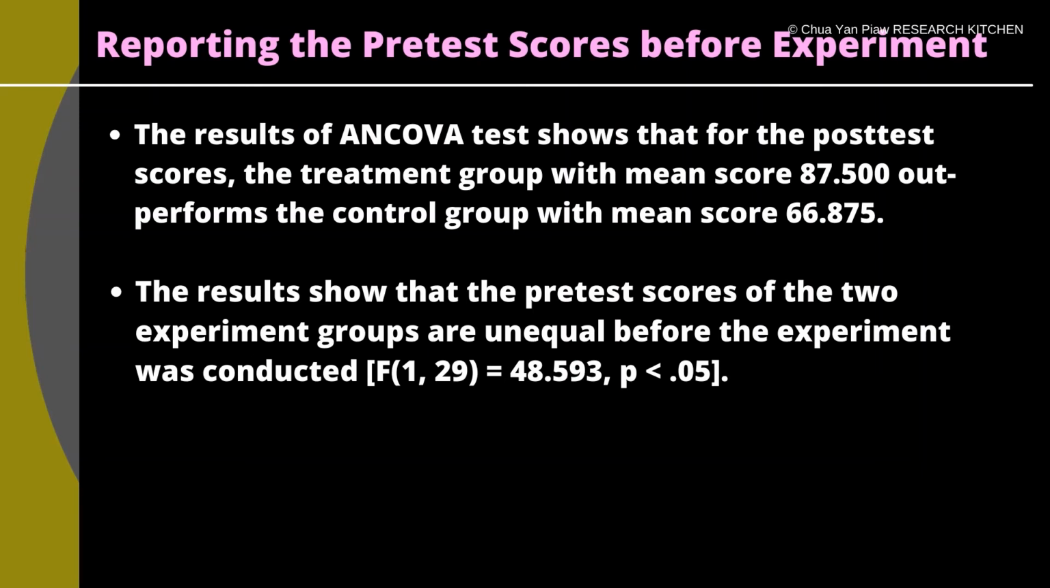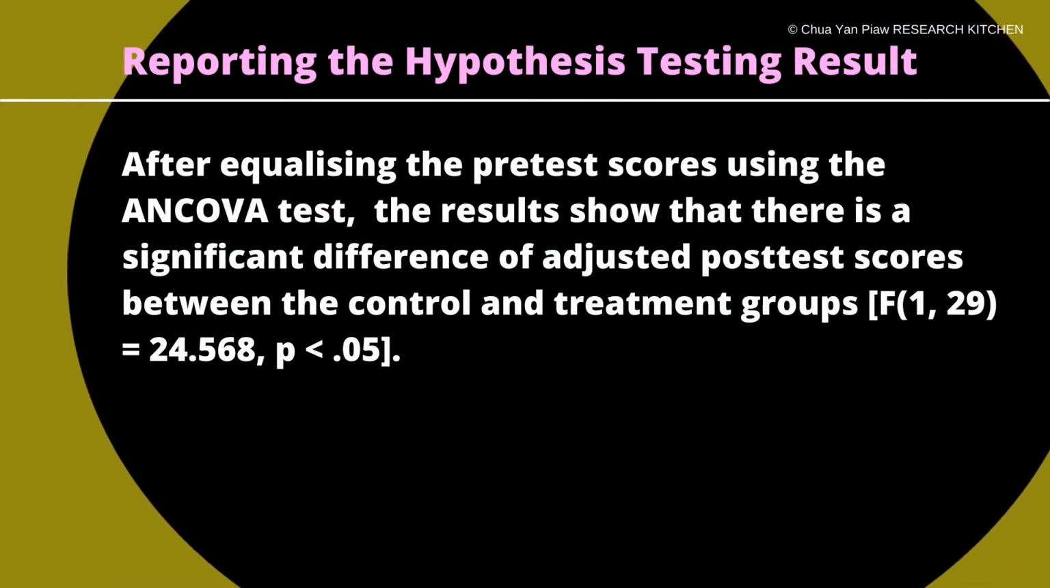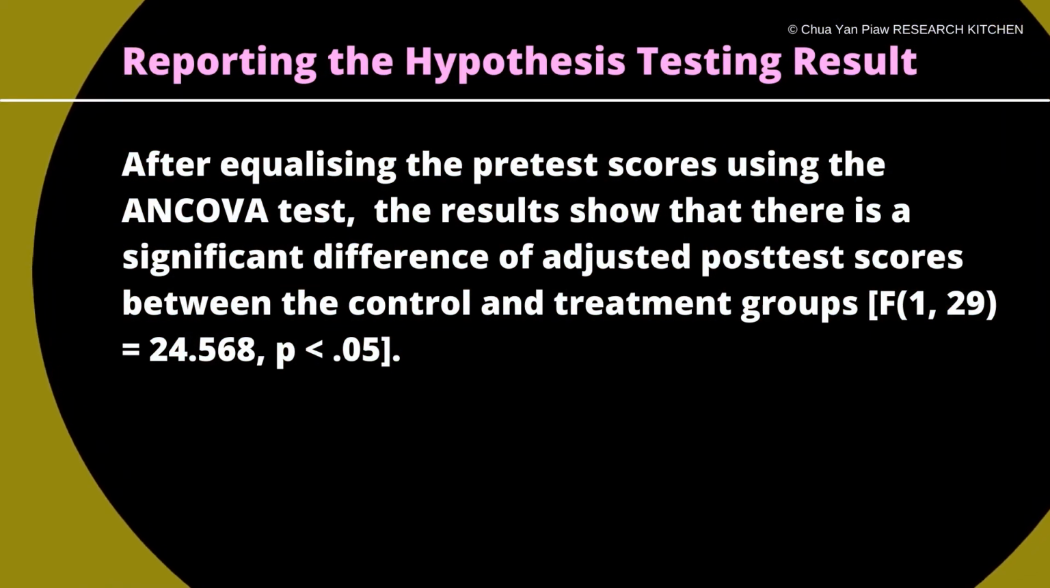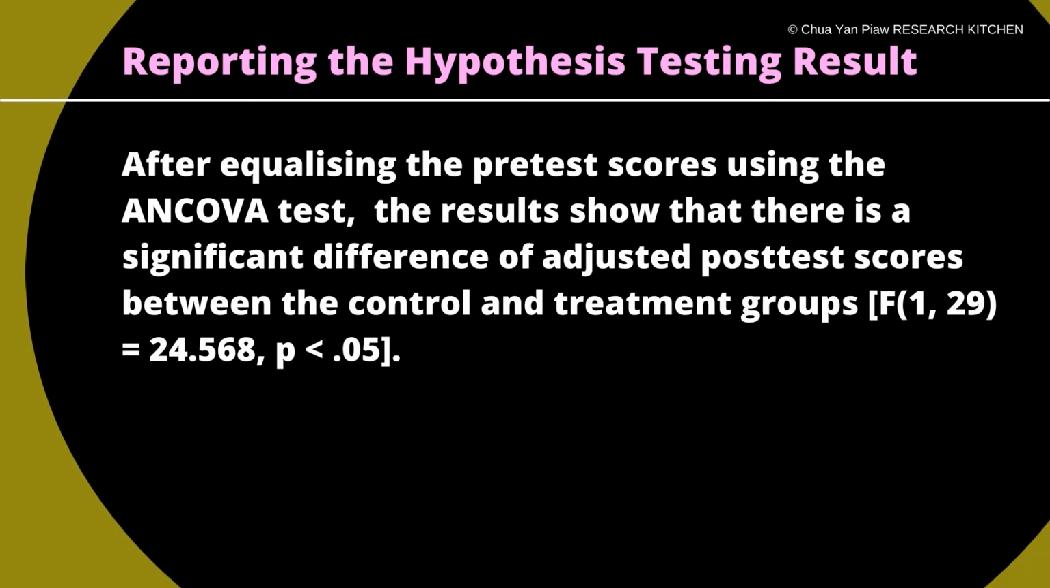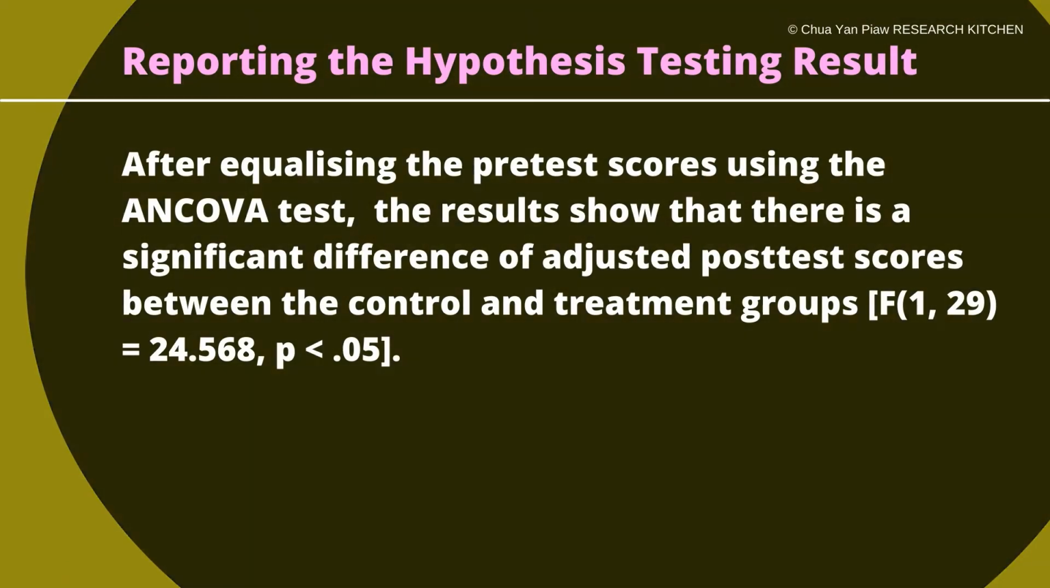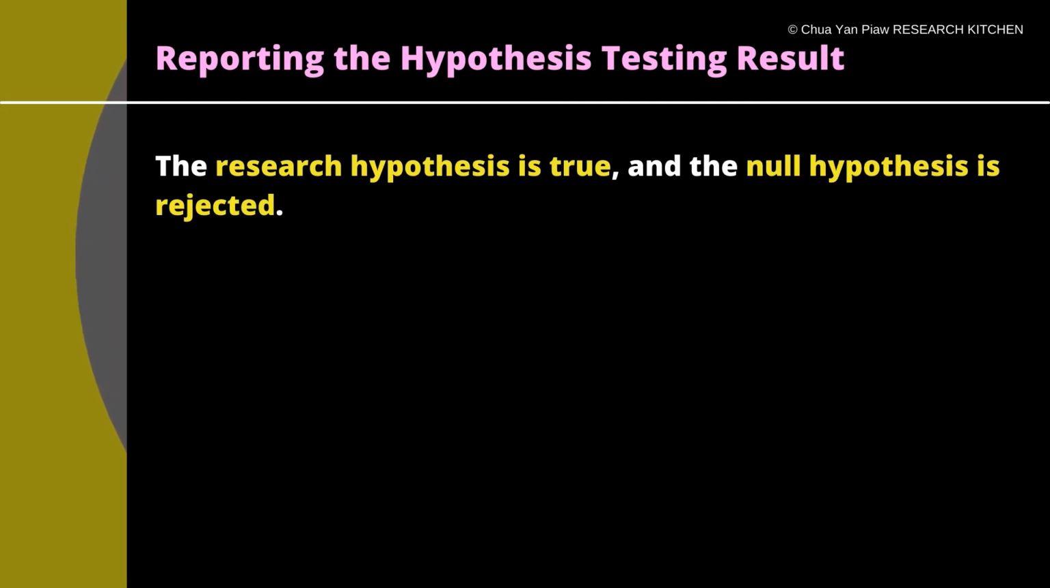The results show that the pretest scores of the two experimental groups are unequal before the experiment was conducted, with the F value 48.593, p less than 0.05. After equalizing the pretest score using the ANCOVA test, the results show that there is a significant difference of adjusted post-test score between the control and treatment group, with the F value 24.568, p less than 0.05. The research hypothesis is true and the null hypothesis is rejected.